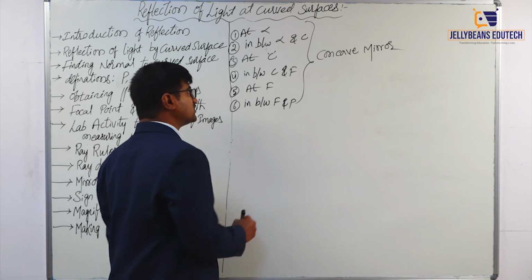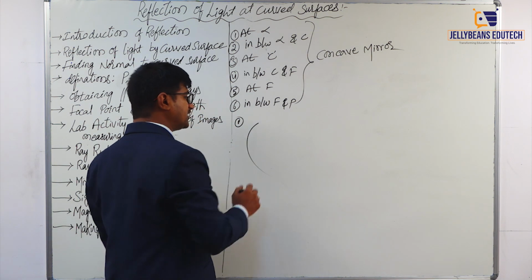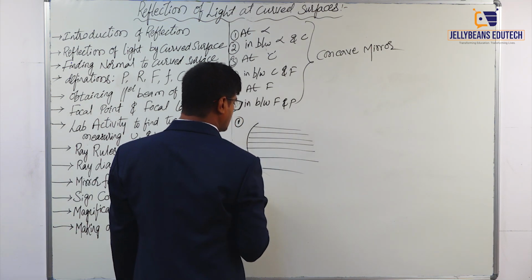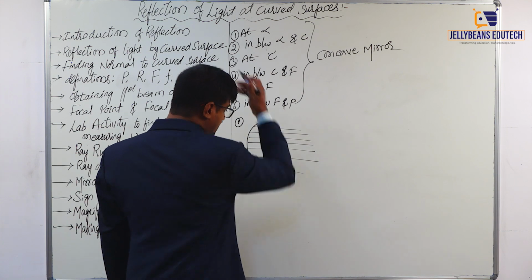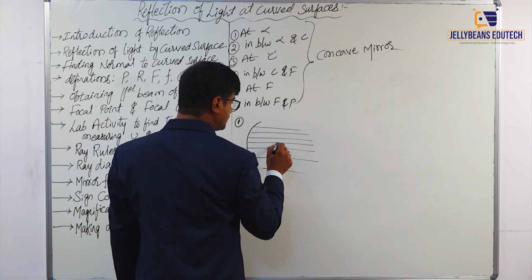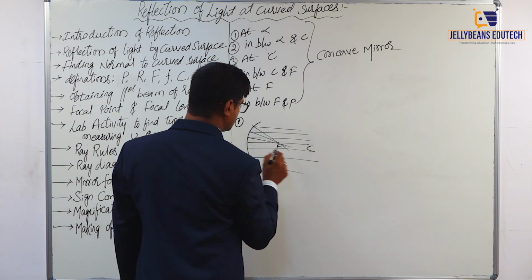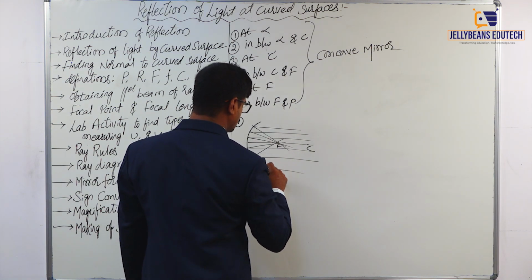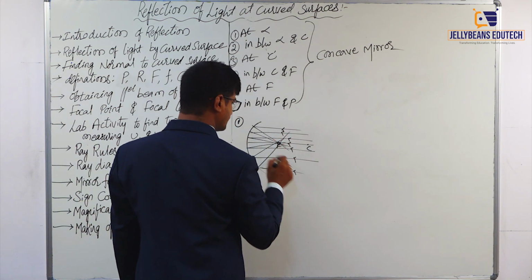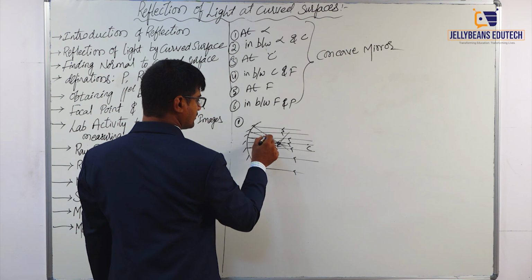The first one: when the object is at infinity, all the light rays are parallel to each other. Here all the light rays will converge at a point. This is F, this is C. All the light rays will converge at a point like this.